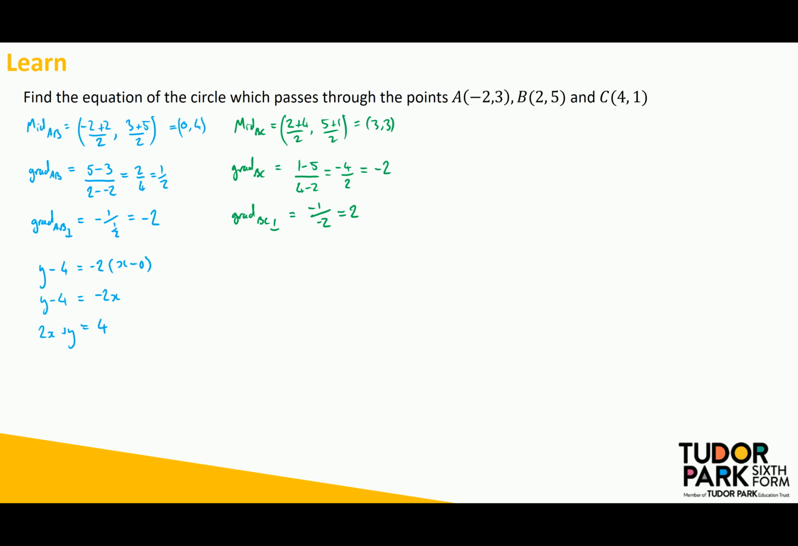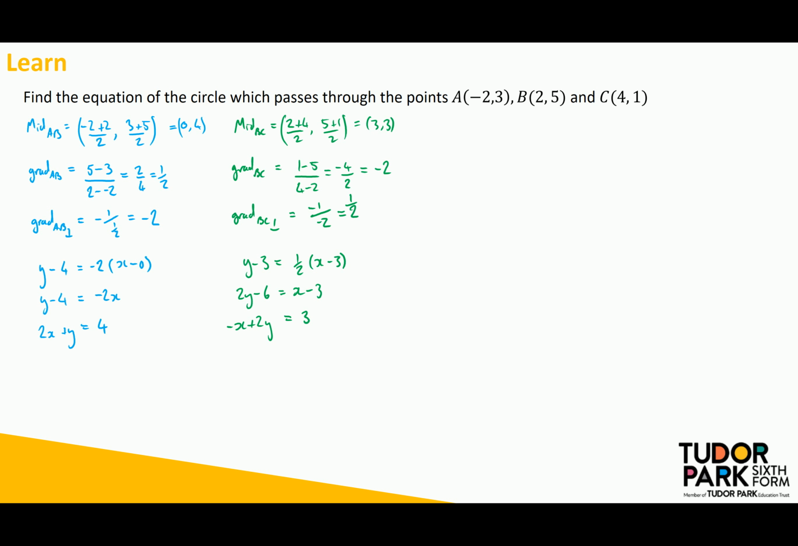Now I can use that to find the equation of the line. I've got the gradient, I've got the point, so y minus 3 is equal to a half lots of x minus 3, or 2y minus 6 is equal to x minus 3, and rearranging this, I'm going to choose to say that that's minus x plus 2y is equal to 3.